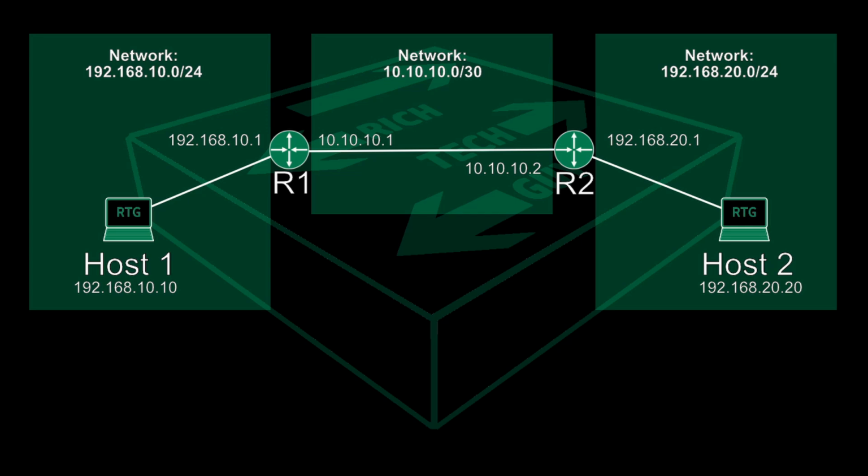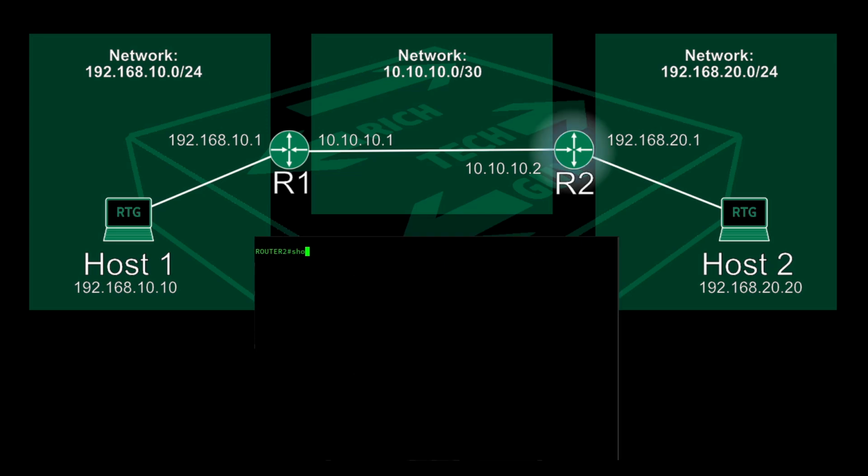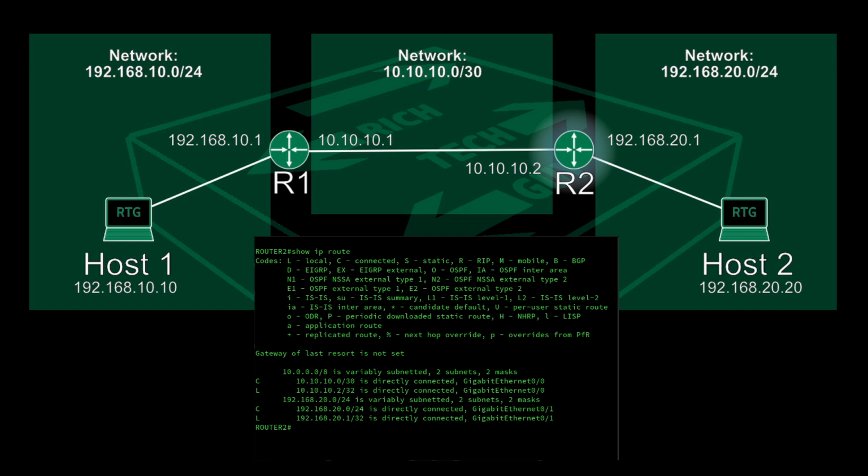Why? Well, let's take a look at router 2's routing table. A quick show IP route on router 2, and we see it knows about the network for host 2, and it knows about the point-to-point network, but it doesn't know about the network for host 1. So when it receives the ICMP reply packet from host 2, it doesn't know where to send it, and so it drops the packet. To correct that, we are going to have to apply another static route on router 2.